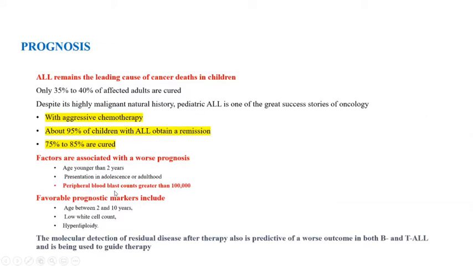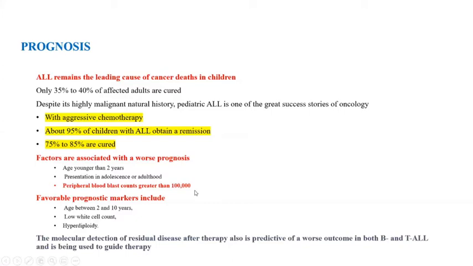Prognosis: although it is an aggressive neoplasm, it responds very nicely to aggressive chemotherapy. 95% of the children obtain a remission, and approximately 85% are cured. So what are the worst prognostic factors? Children younger than 2 years, because it peaks at 3 years, the younger ones will have poor prognosis. ALL occurring in adults also has a poor prognosis, as does a blast count of more than 1 lakh.